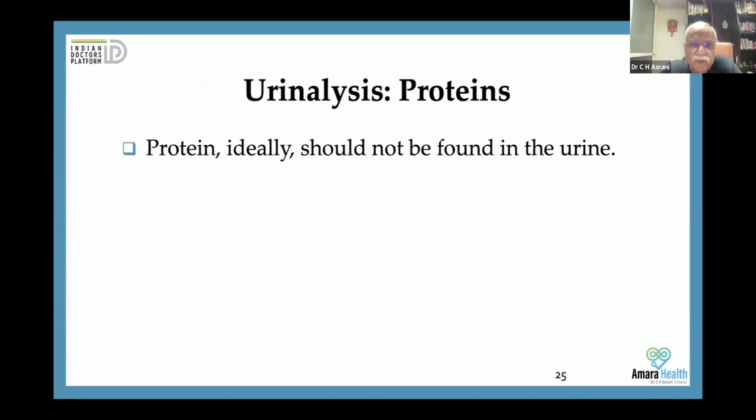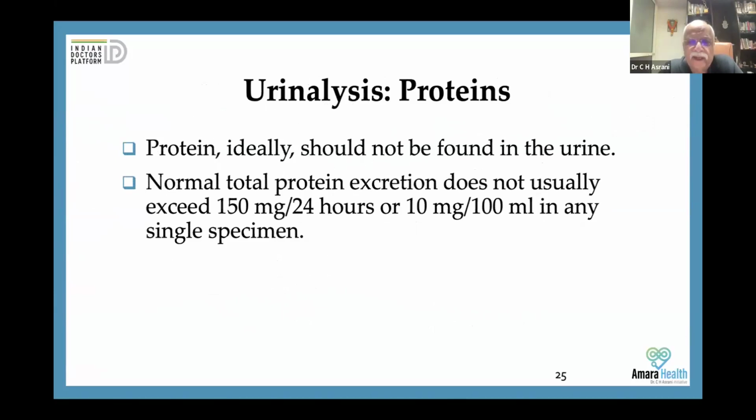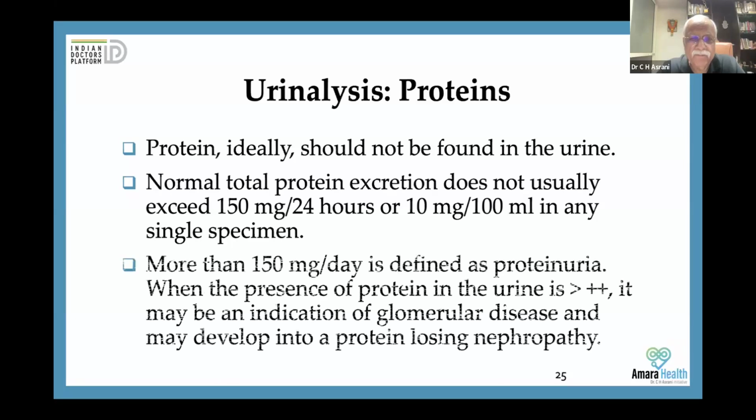Proteins. Protein, we know, is very important for body building. So ideally, protein should not be found in urine. Normal total protein excretion in a day does not usually exceed 150 milligram in a 24-hour sample or in a full day, or 10 milligram per 100 ml in any single specimen. More than 150 milligram a day is defined as proteinuria.